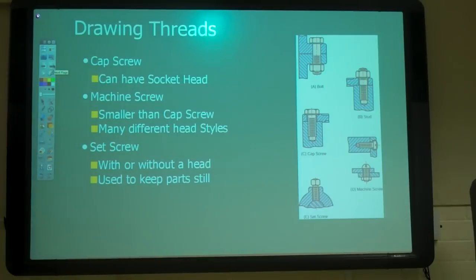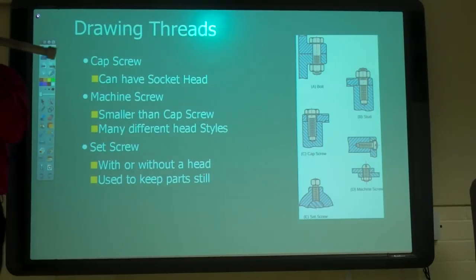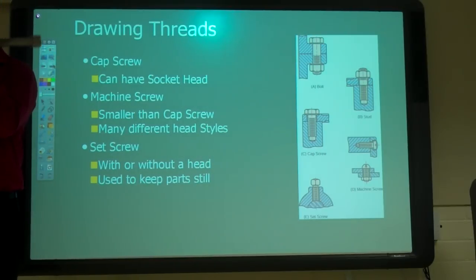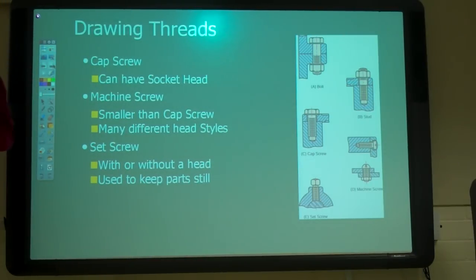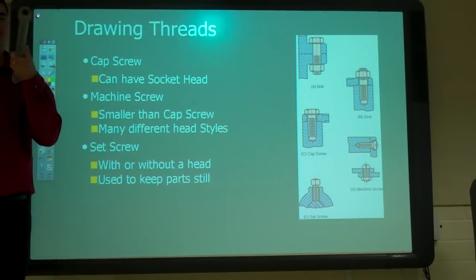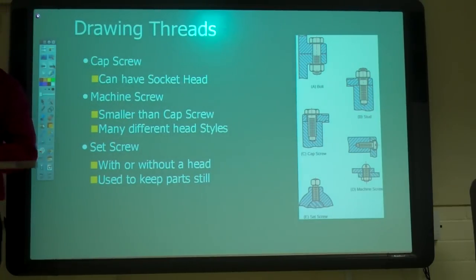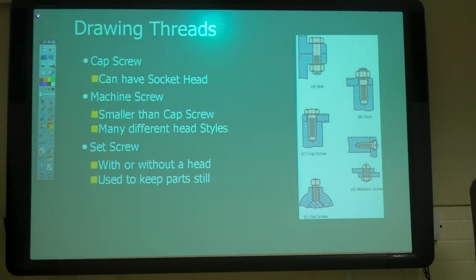So cap screws can also have a socket head like that. The reason I wasn't calling this a cap screw before is because the threads are only down here. This is probably going to have a nut on this side, but it's a socket head. What goes in there? Allen wrench. So socket head has an Allen wrench that goes inside. That's a big one. Probably use that as the Allen wrench for it.